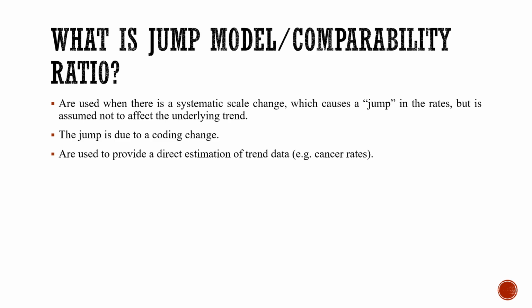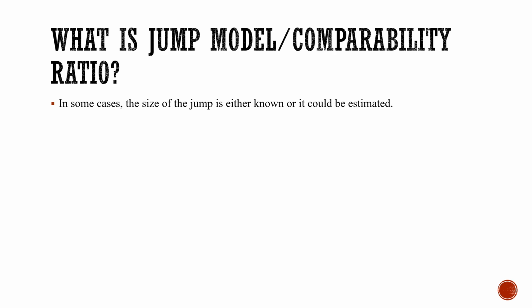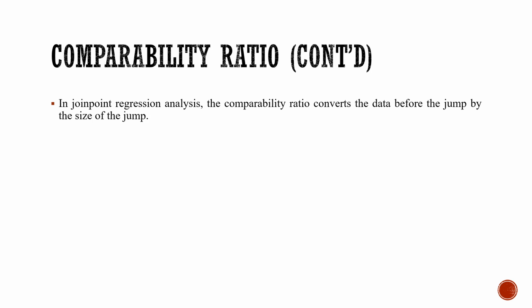These functions are used when there is a systematic scale change which causes a jump in the rates but is assumed not to affect the underlying trend. In these situations, the jump is due to a coding change, and these techniques are used to provide a direct estimation of the trend data. In some cases, the size of the jump either is known or it could be estimated. In joint-point regression analysis, the comparability ratio converts the data before the jump by the size of the jump.